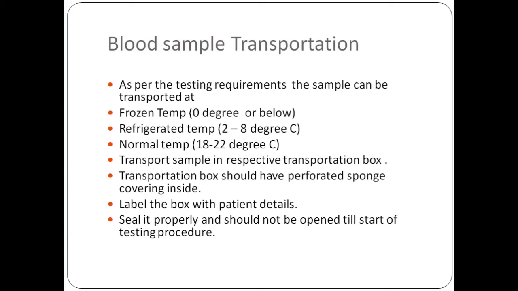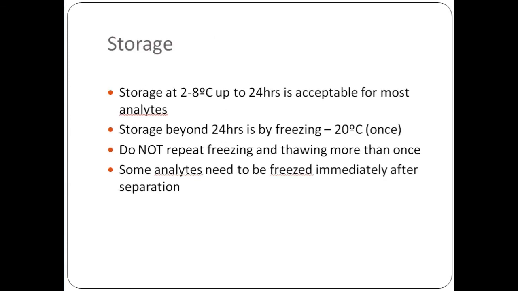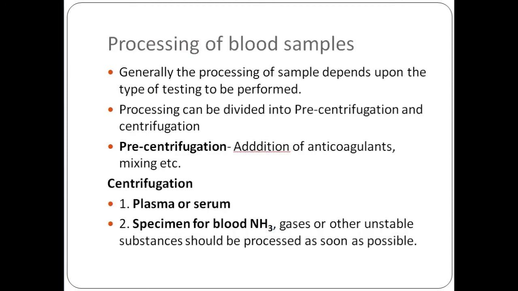The box should be labeled with the patient details. The box should be properly sealed and it should not be opened until the start of the testing procedure. Next is storage of blood sample. Storage of blood sample at 2 to 8 degrees centigrade up to 24 hours is acceptable for most of the analytes. Storage beyond 24 hours is generally done by freezing at minus 20 degrees centigrade. Do not repeat freezing or thawing more than once. Some analytes need to be frozen immediately after separation.